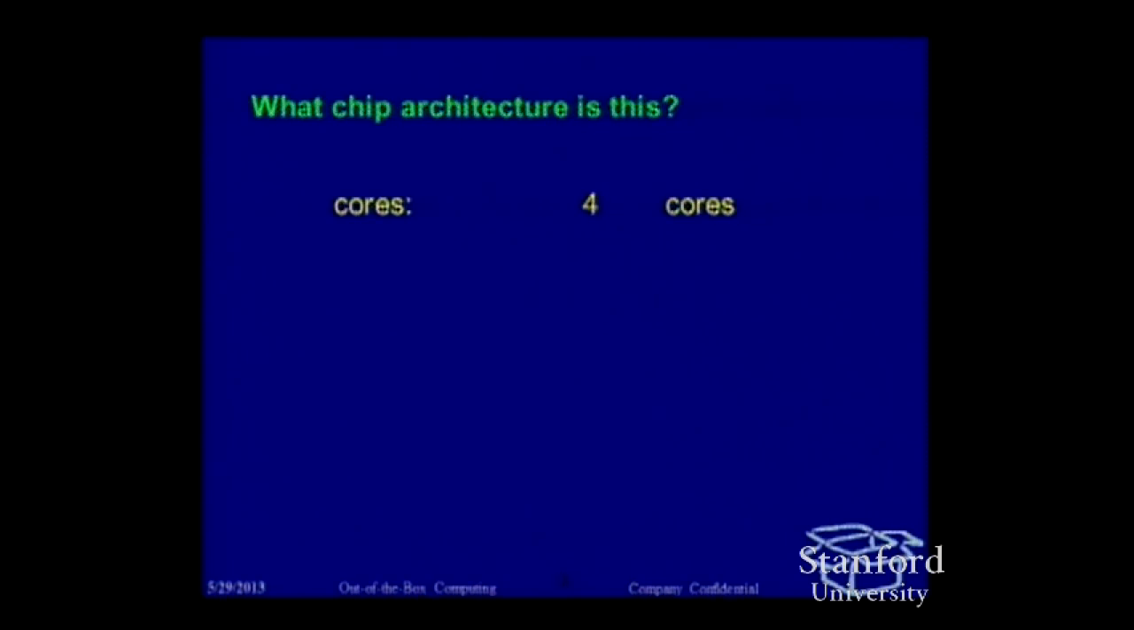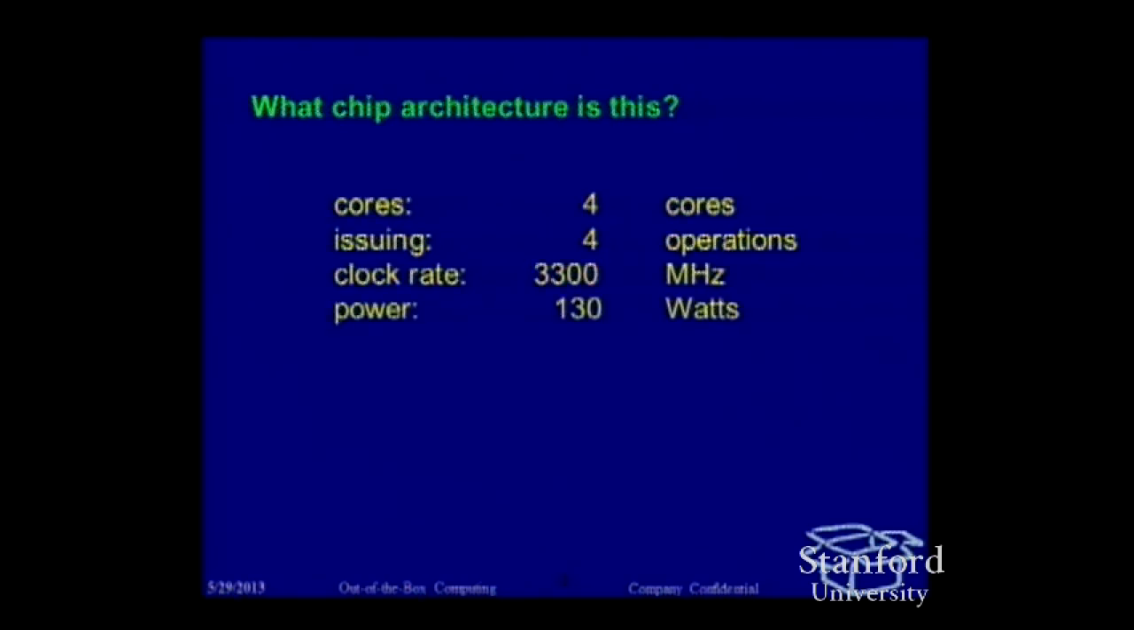One is, incidentally, an existing top-of-the-line product from a major manufacturer. 4 cores, each one of which can handle 4 operations per cycle. You may need Freon cooling. 3,300 megahertz. Using 130 watts, that's where the Freon comes in. 52 giga operations per second. For $885 list. Anyone want to guess what the architecture of that chip is?